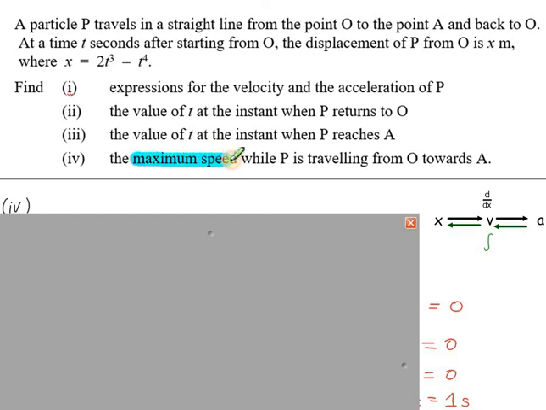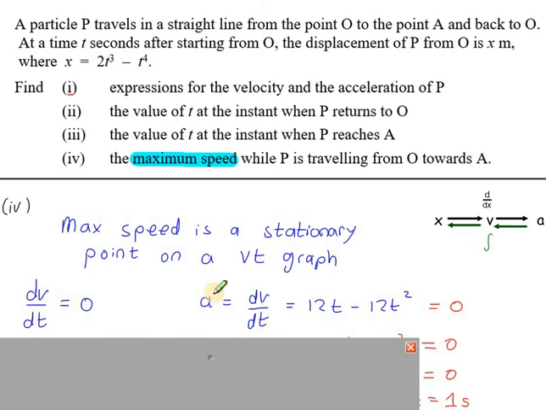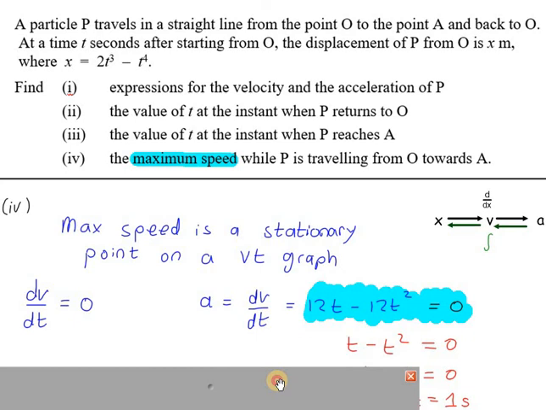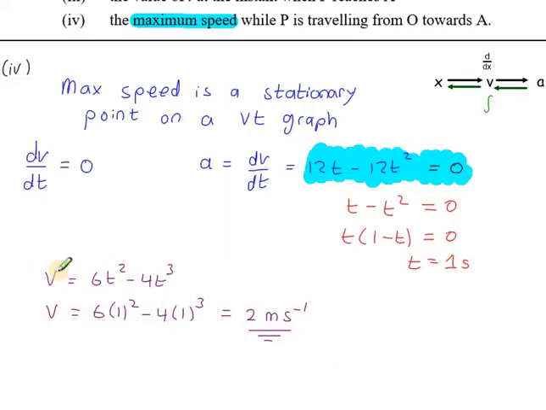The maximum speed is when dv by dt is equal to 0, a stationary point on a velocity time graph. So dv by dt, or acceleration, is given by this. We make it equal to 0, and then we solve this equation. So t equals 1 second, but that's not the maximum speed, that's the time at which it occurs. Then use the velocity formula, so we have 2 meters per second when t is equal to 1.